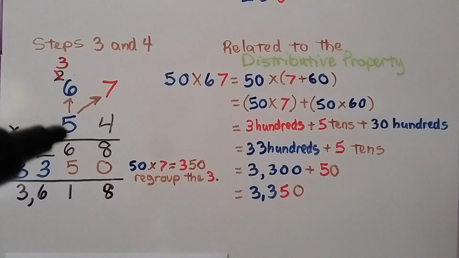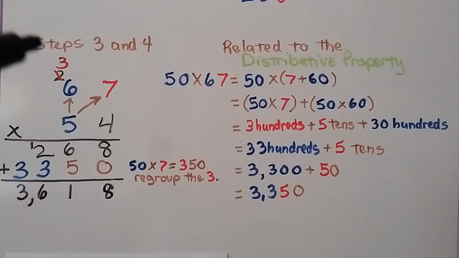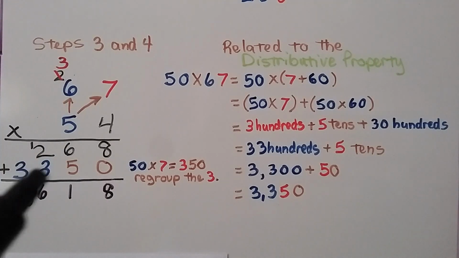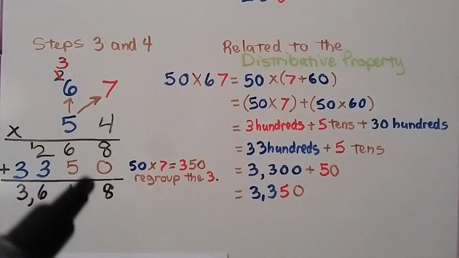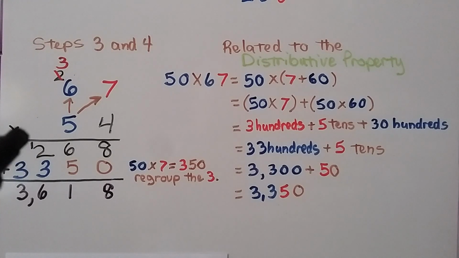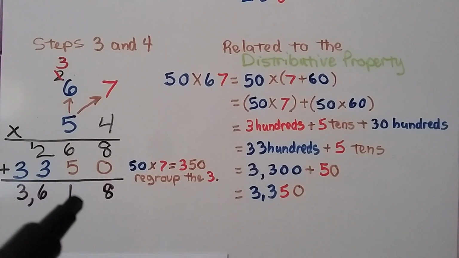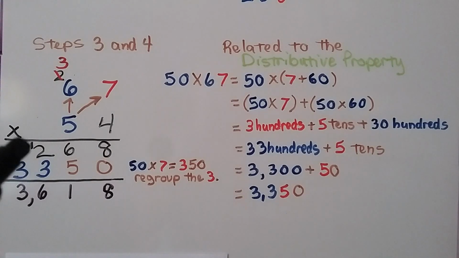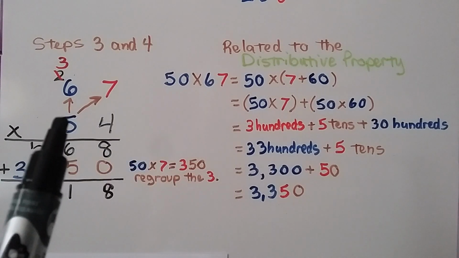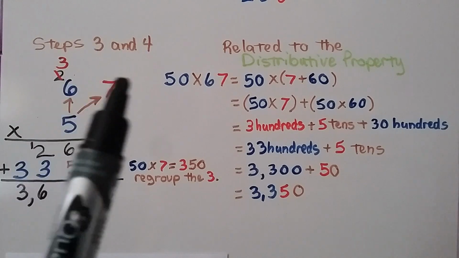Now we do the 5 tens times 6 tens plus 3 more. 5 times 6 is 30, plus 3 more is 33. We write it here. We add our partial products. 8 plus 0 is 8. 6 plus 5 is 11. We put the regrouped 1 up here and put the other 1 here. We do 3 plus 2 plus 1 is 6. We write it down here. We drop down our 3, and we have 3,618. So this is how it would be related to the distributive property. We're looking at it as a 50, because it's 5 tens. We're looking at it as 50 times 67.